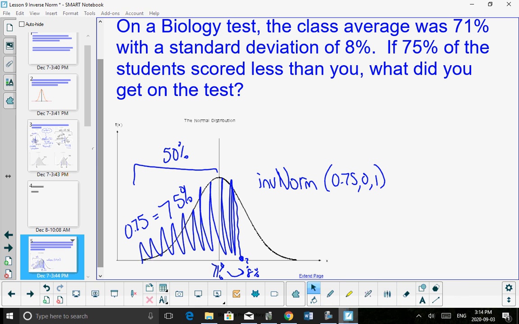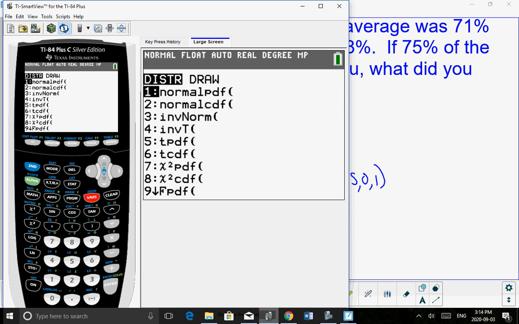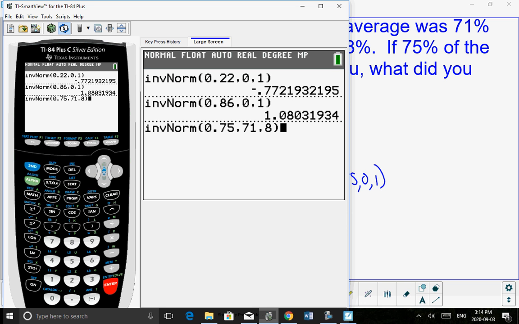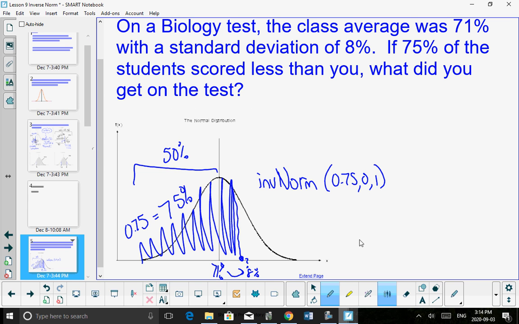Okay, so second vars, number 3, 0.75. Oh, sorry. Standard deviation is 75. And sorry, mean is 75. No, mean is 71. Sorry. Standard deviation is 8. Hit enter. So you scored a 76. Sorry, this should say 71 and 8. So you scored a 76%.